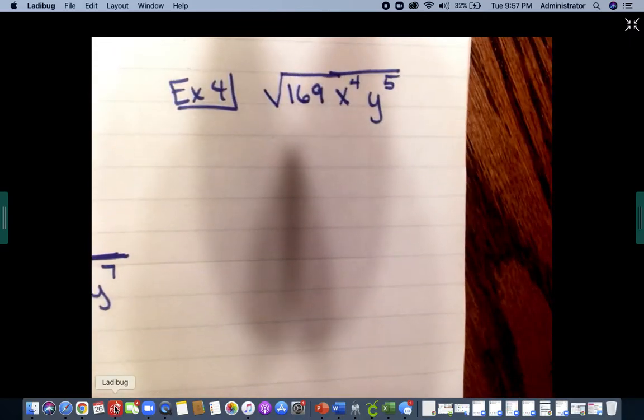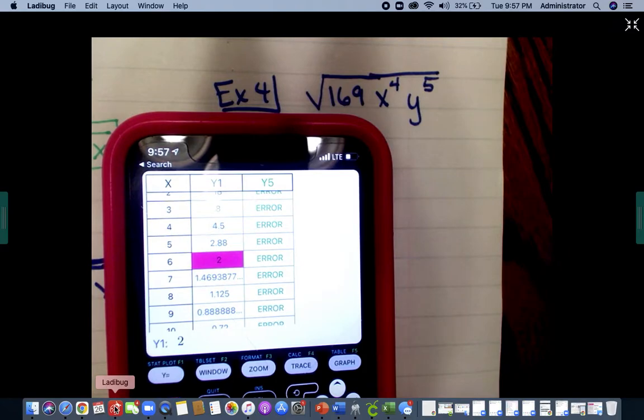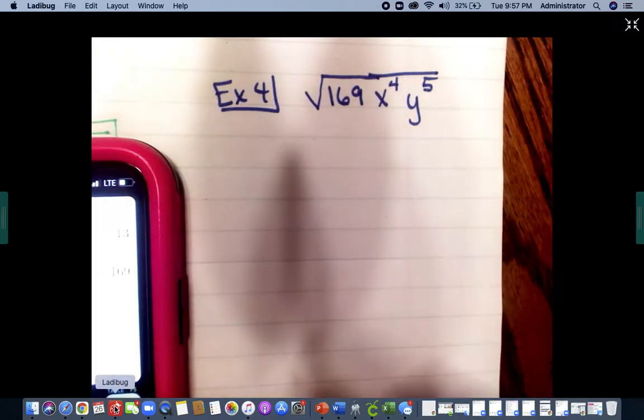Next, for example 4, I'm going to try to take the square root of 169. So hopefully we remembered our perfect squares. The square root of 169 is a perfect square. It is 13 times 13. So the square root is 13.